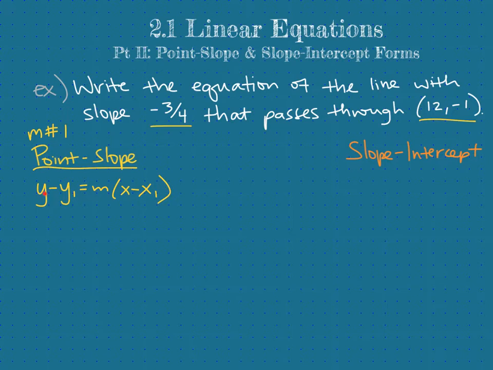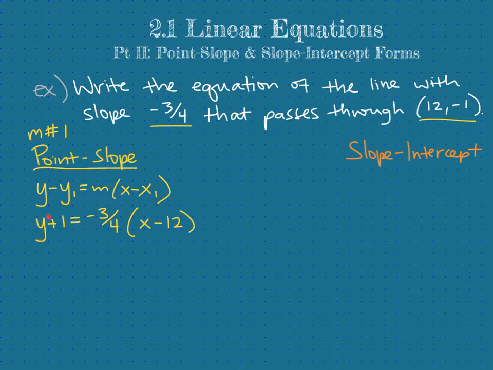With point-slope form, you never plug into the regular x or y. You only plug in m, x1, and y1. So I'm going to do y minus our y value, which is -1. So instead of writing y minus -1, I'll just write y plus 1. And then we have our m, which is -3/4. And then our x minus that 12, our x coordinate. Great, this is technically in point-slope form now, but it's a little complex looking.